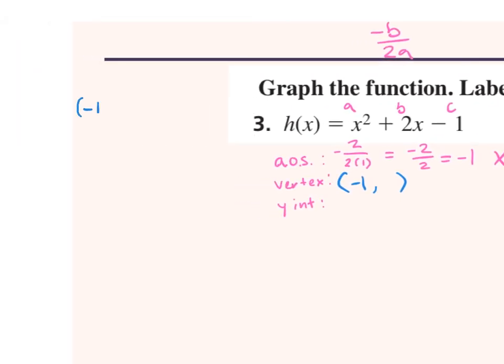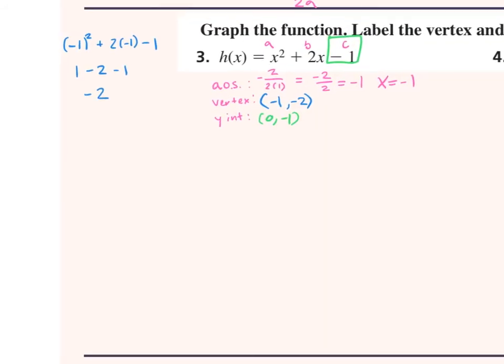So we have negative 1 squared plus 2 times negative 1 minus 1. Negative 1 squared is positive 1. 2 times negative 1 is negative 2. So we have 1 minus 2 minus 1, which would be negative 2. And then last thing we need is our y-intercept. So what's our y-intercept here? -1. So 0, negative 1. So we get our y-intercept from our C. And now we can graph this.